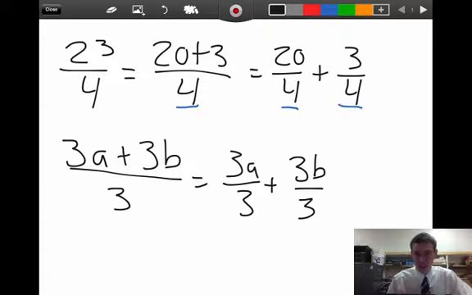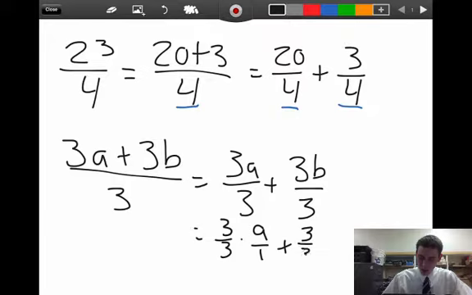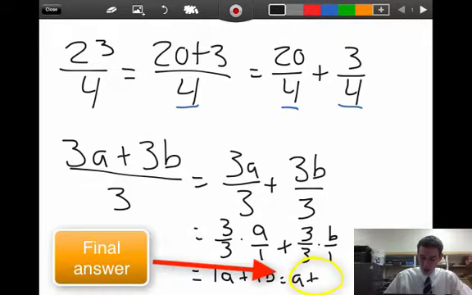Now, does this look a little familiar from what we saw last time? When it's written like this, we can rewrite it as 3 over 3 times a over 1 plus 3 over 3 times b over 1. And we end up with 3 divided by 3 is 1, so we get 1a plus 1b. And so it's just a plus b. Alright.